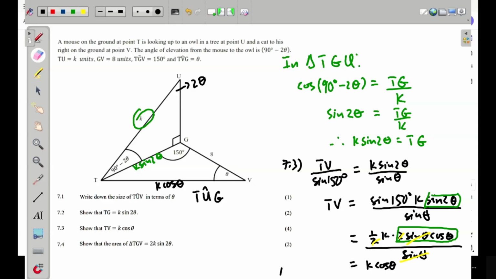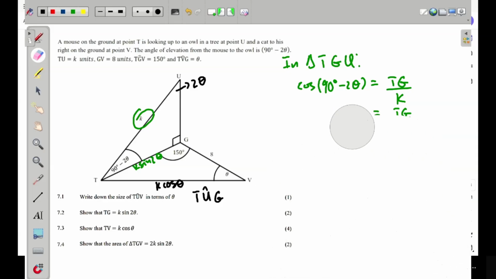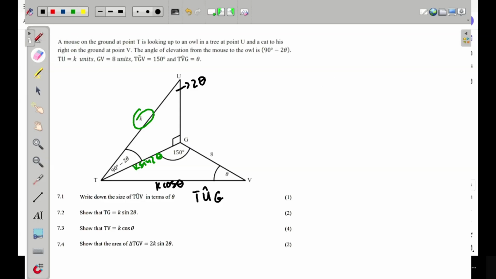Lastly, we want to show that the area of the triangle TGV, the triangle in the horizontal plane, is 2K sine 2 theta. Okay, that's another fun one. Let's try that. You'll pardon me, I actually didn't read through, but I hope you did read through that opening statement. There's nothing we have missed, fortunately so, in this case.